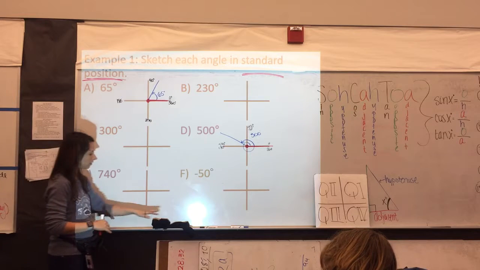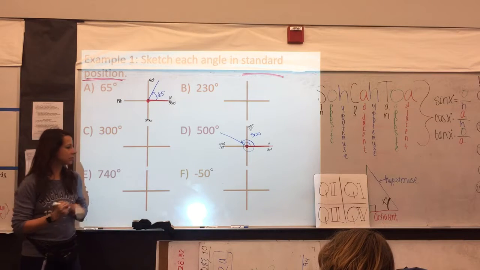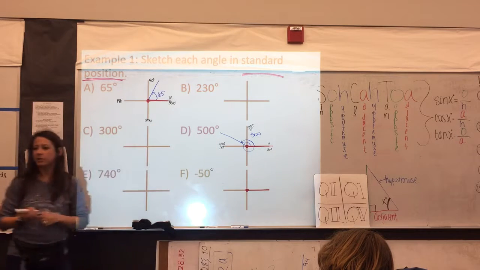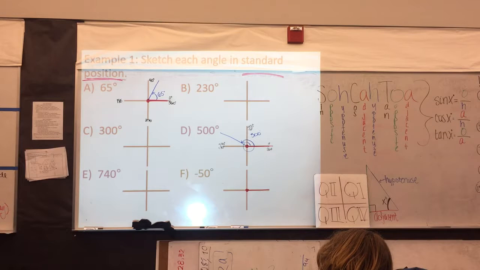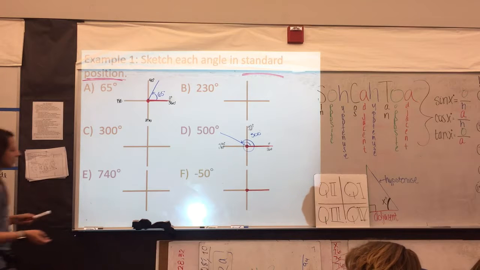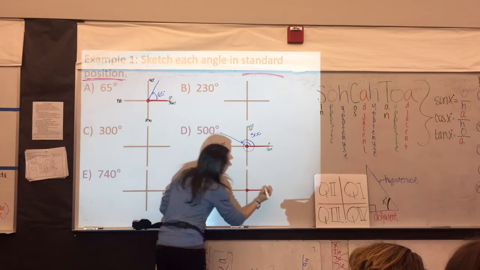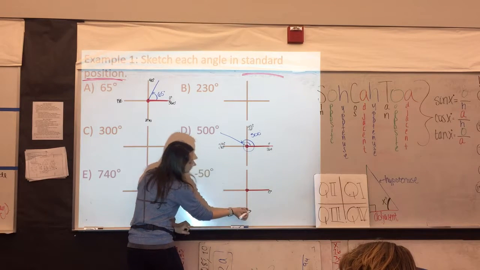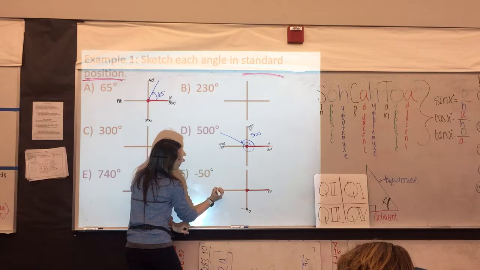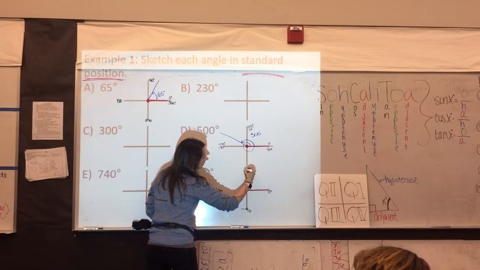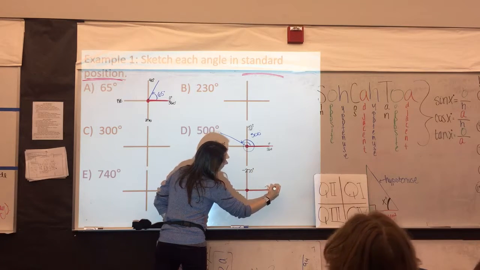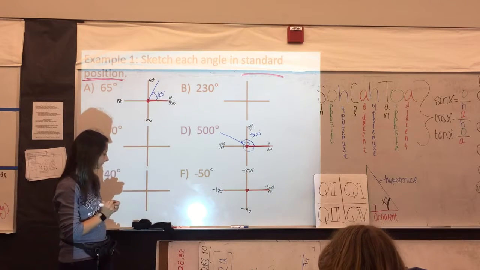Okay, so when you do negative angles, it's still vertex at the 0, initial side on the positive x-axis. Does anybody know what you do when you go in the negative direction? We're going to go clockwise. Good. So if I think clockwise, I start 0 here. I go down. This is now negative 90. This one is now what? Negative 180. This one's now what? Negative 270. And this one is now what? Negative 360.